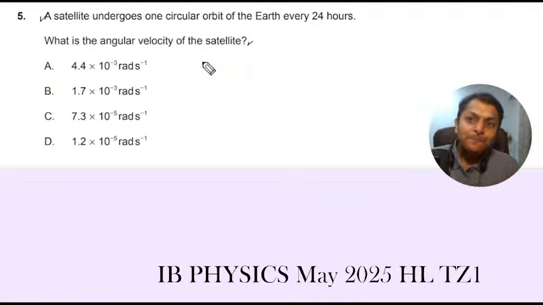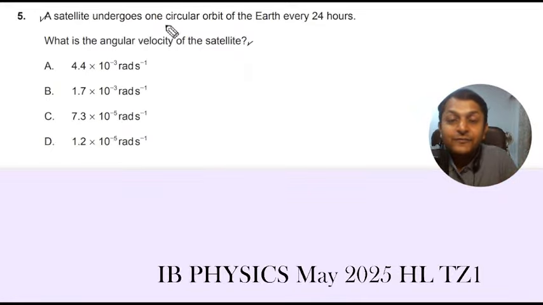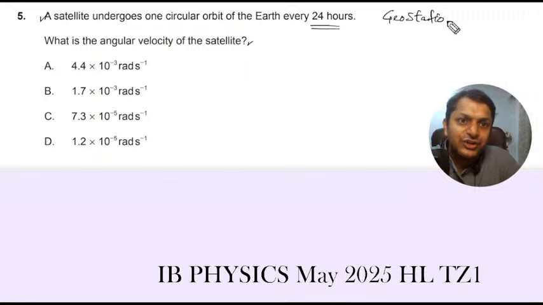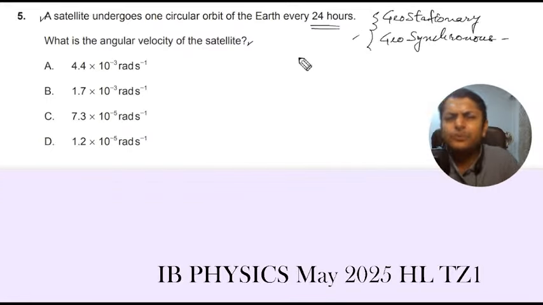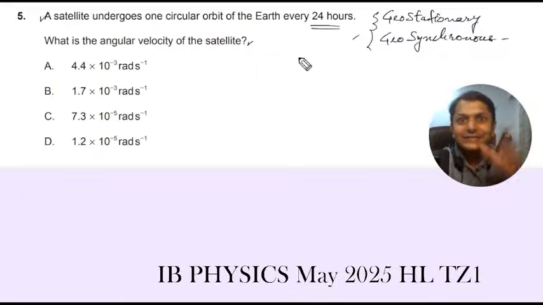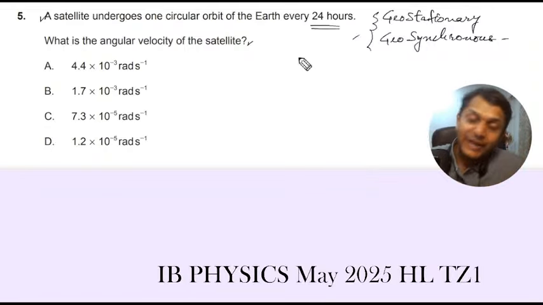A satellite which has a time period of 24 hours is given a special name: geostationary satellite, or geosynchronous. This information might help you for some of your extended essays or IAs if you want to give it a try. It could be a good idea.